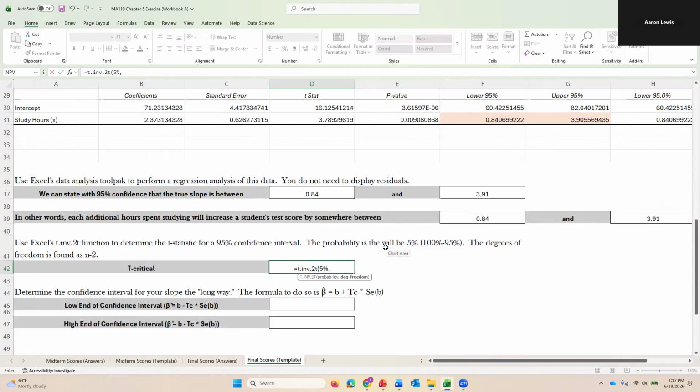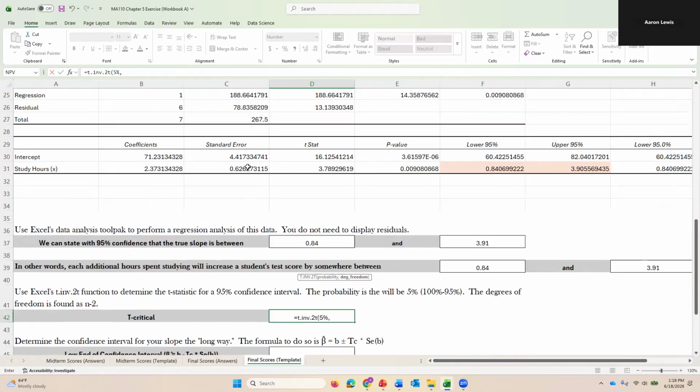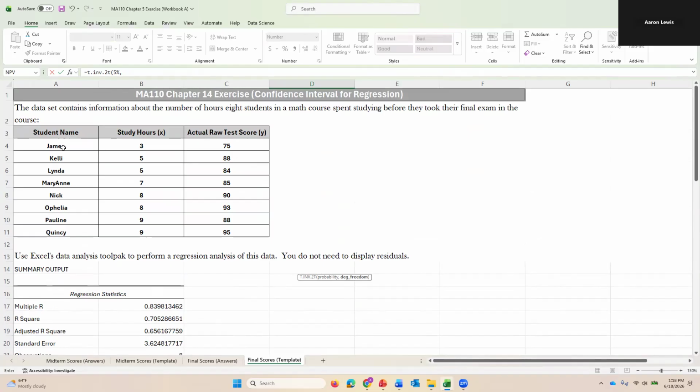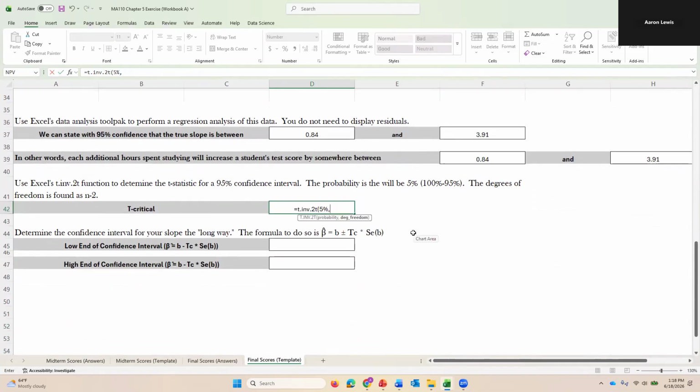The second thing you have is your degrees of freedom. And degrees of freedom is how much leeway you want to have in your confidence interval. The general formula for this is n minus the number of variables that you're taking into consideration. So n is the sample size, how many we have, and this is a sample of 8 students, 1, 2, 3, 4, 5, 6, 7, 8. And we're testing for slope. And to find our slope, we had to use two variables, study hours and actual raw test score. So down here, my degrees of freedom is going to be 8 minus 2, or 6, and hit enter, and you get 2.447.